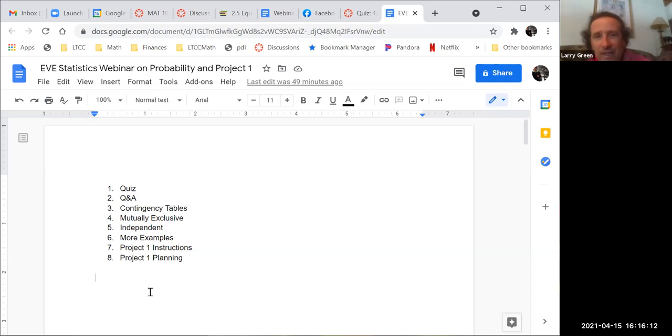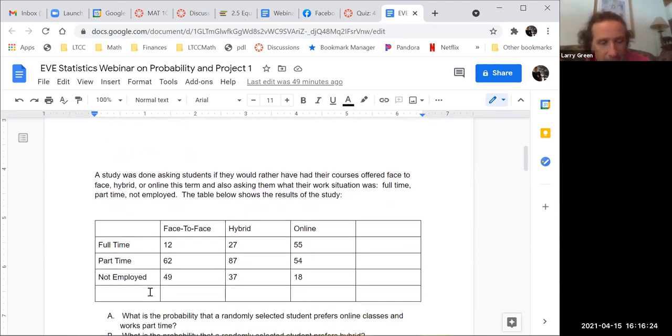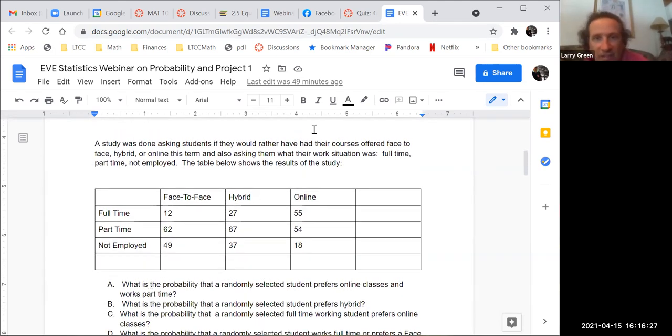Okay, if there's no questions, we're going to talk about contingency tables. And really, those are best done with examples. So let's do an example with contingency tables. Okay, so here's the example. A study was done asking students if they would rather have had their courses offered face-to-face, hybrid, or online this term, and also asking them what their work situation was: full-time, part-time, not employed. The table below shows the results of the study. So this table is called a contingency table.